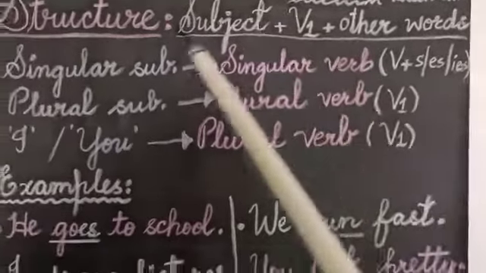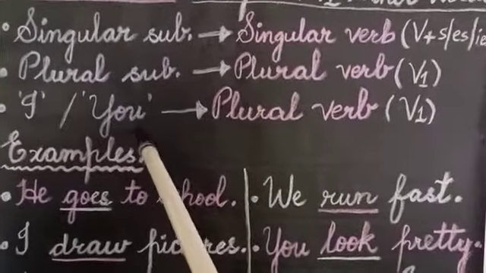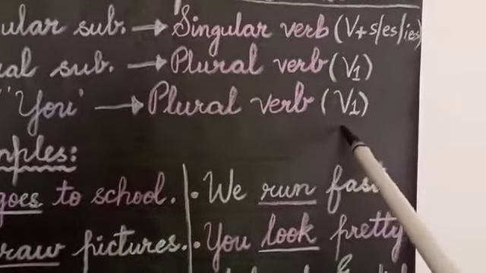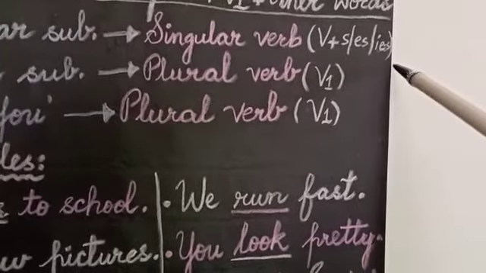And likewise, the third rule is, if your subject is I or if it is you, in both cases you use the plural verb. That is the first form of the verb without the addition of s, es or ies at the end.